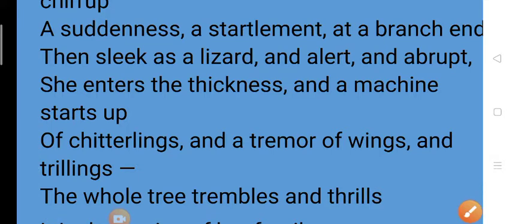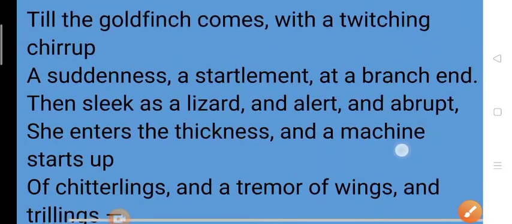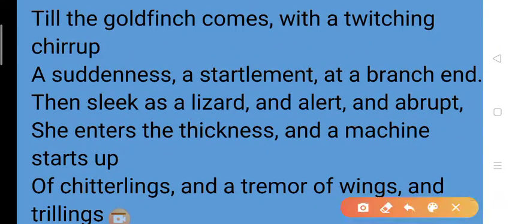The second stanza is quite significant because the goldfinch comes. Till the goldfinch comes means when goldfinch, a small singing bird with yellow feathers on its wings, comes there with a twitching chirrup, twitching, sudden jerk movement.